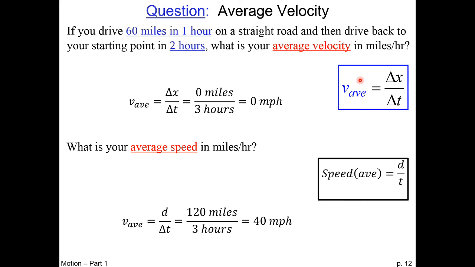So velocity depends on the displacement, so how far you have moved from where you started, and the path that you took there doesn't matter. So this is useful because it tells us exactly where we are. If we know the displacement, we know exactly where we are. While on the other hand, speed is how fast you are traveling, averaged over the whole time.